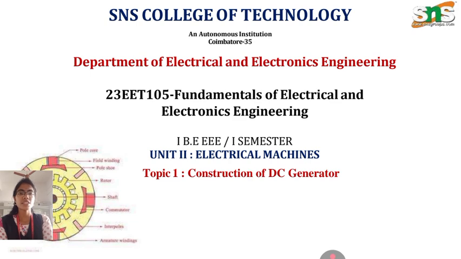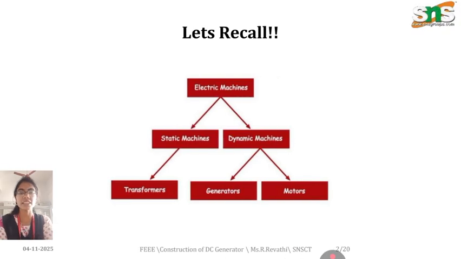In this lecture series video of Fundamentals of Electrical and Electronics Engineering, today's topic is construction of DC generator. Talking about the construction of DC generator, the electrical machines combinedly called DC generator and DC motor have the same construction, so it is mainly based on the principle whether it acts like a generator or else acts like a DC motor. So let us discuss electrical machines.